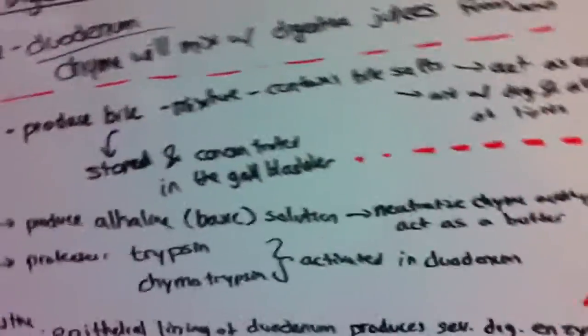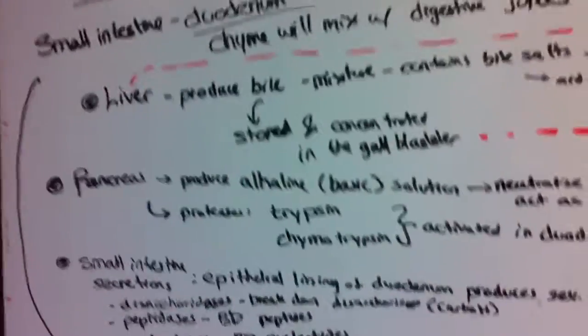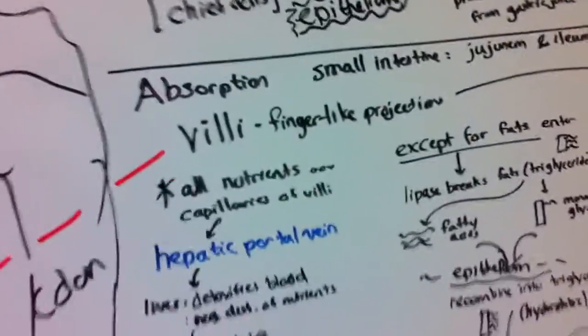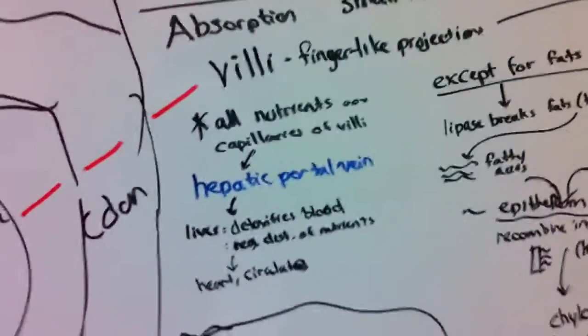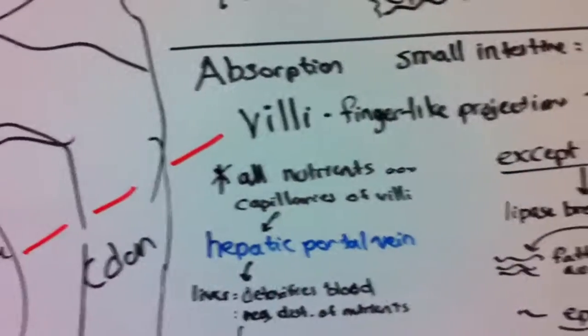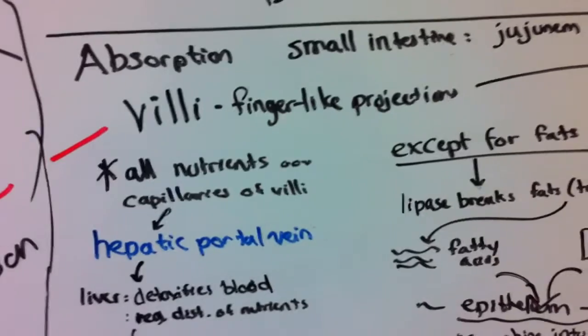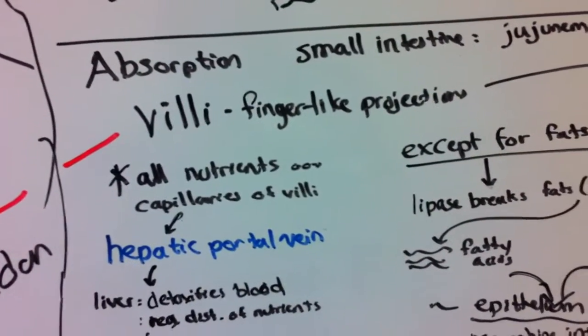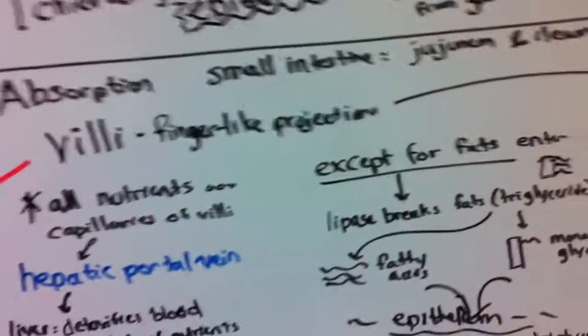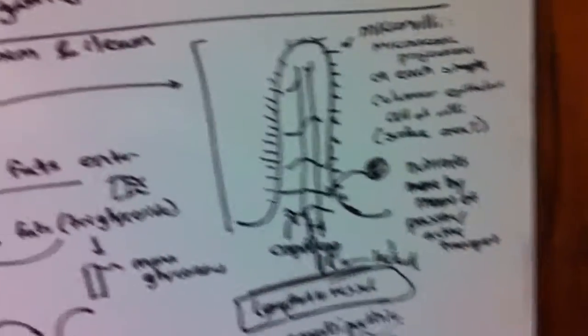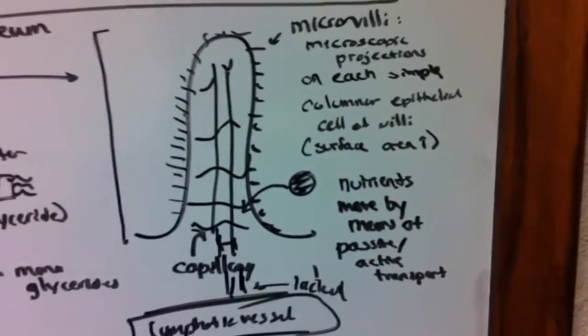Now, after we go through this digestive part of the small intestine, we then go into the second and third part of the small intestine, where we have absorption. Now, in the small intestine, we have the jejunum and the ileum, and in these, we will have villi, or however you like to pronounce them. They're basically finger-like projections, as pictured here, and they will help to absorb your nutrients by increasing your surface area.